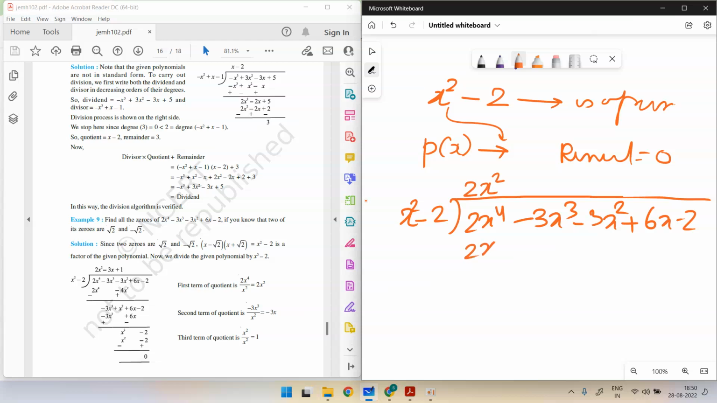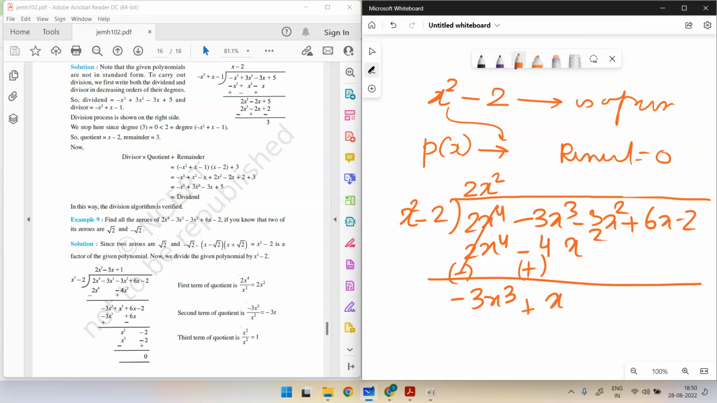So this will become 2x^2 into x^2 is 2x^4 minus 4x^2. And if this is minus, this is plus, this will become cancelled, and from here this is minus 3x^3. This is x^2 and x^2. So this is plus 4 minus, this will become x^2 plus 6x minus 2.